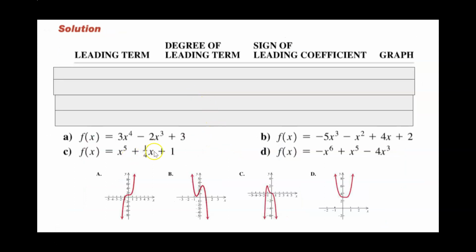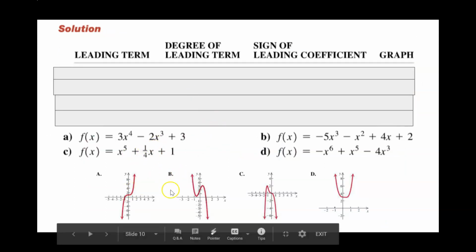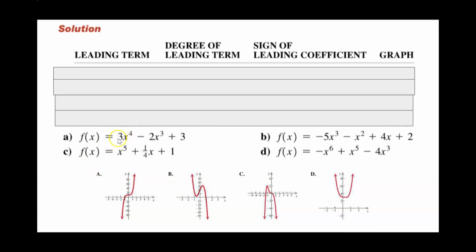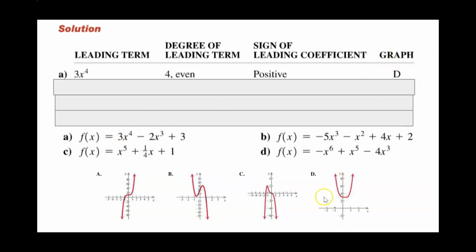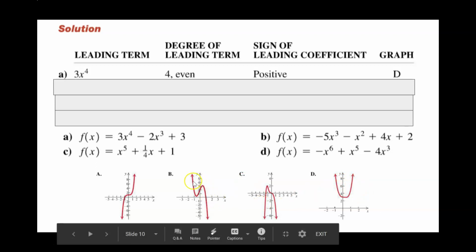So for this one here, we wanted to look at each one of these graphs, A, B, C, and D, and figure out, by just looking at the leading term in the function, which one of these goes with which. So for 3x to the fourth, it's considered to be graph D because we have a 4 that is even. So we can eliminate this one and this one because these are considered to be the odd ones because they're going in different directions.